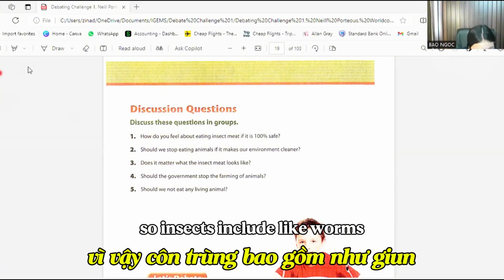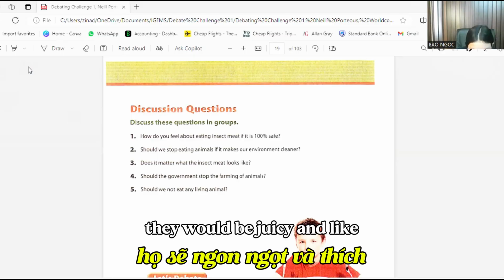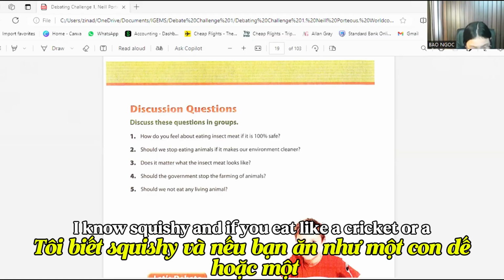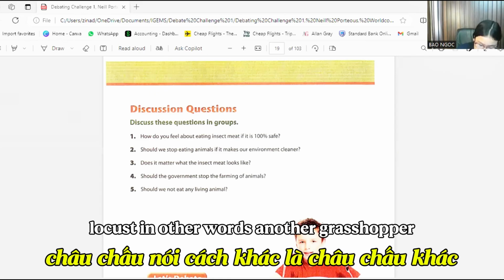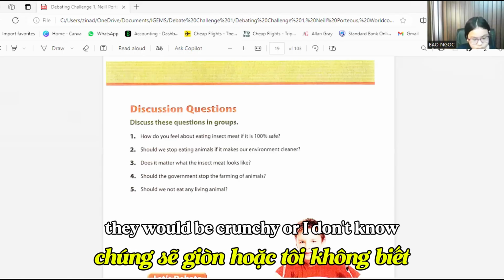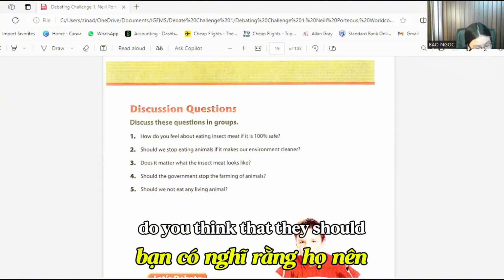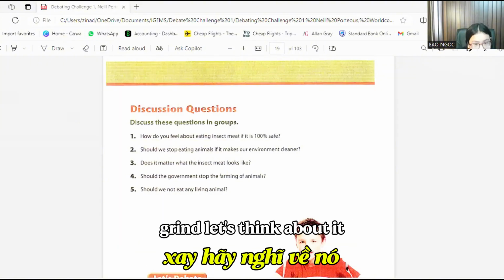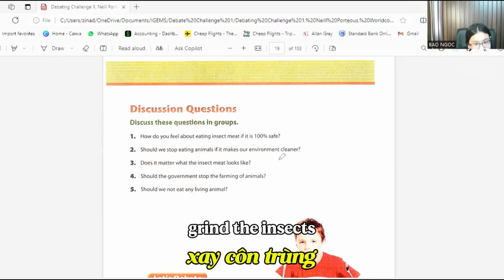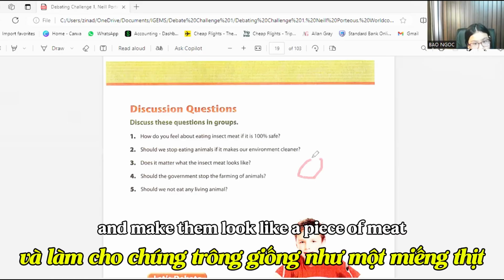So insects include worms. They would be juicy and, I know, squishy. And if you eat a cricket or a locust, in other words, a grasshopper, they would be crunchy, or I don't know. Do you think that they should grind? Let's think about it. Grind the insects and make them look like a piece of meat?